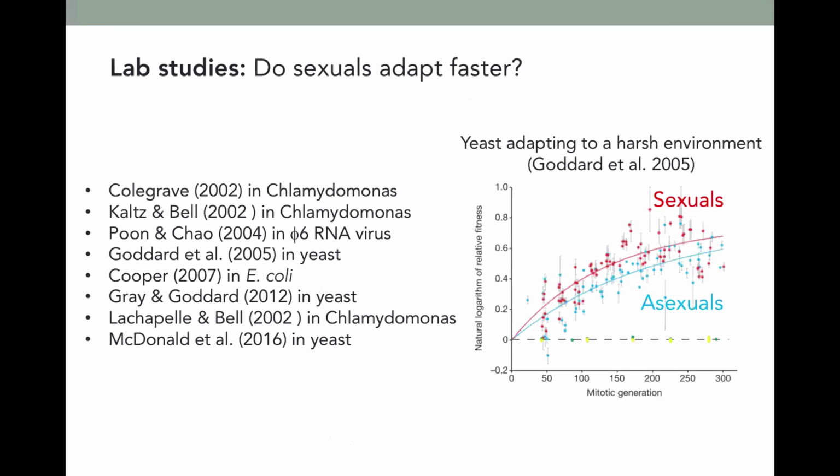I want to take a moment now to ask what evidence is there for selective interference of the type I've been talking about. The most common such study has looked at whether or not sexual populations adapt faster than asexual populations. And this has been demonstrated in a number of laboratory experiments in a number of organisms, as shown in this experiment from Goddard et al., where the sexual yeast populations adapted faster than the asexual ones.